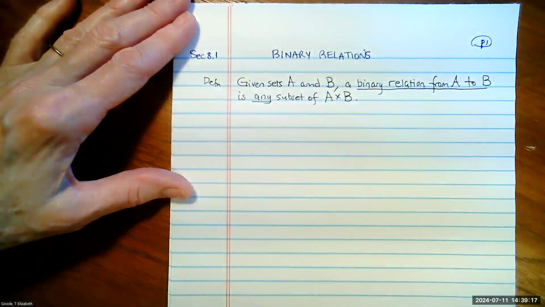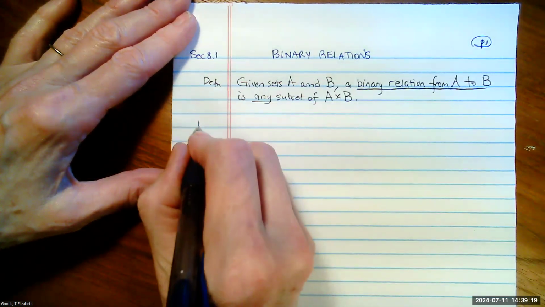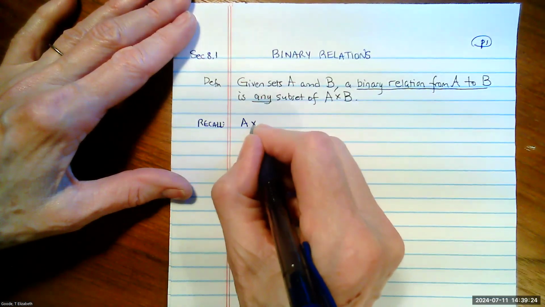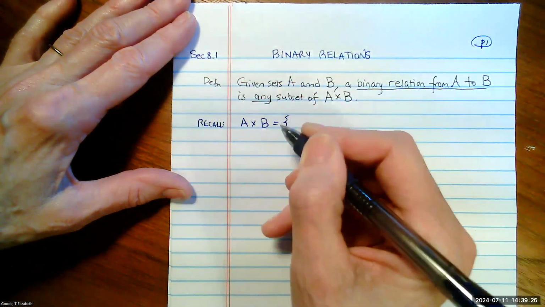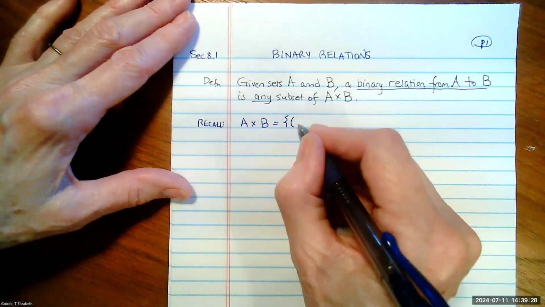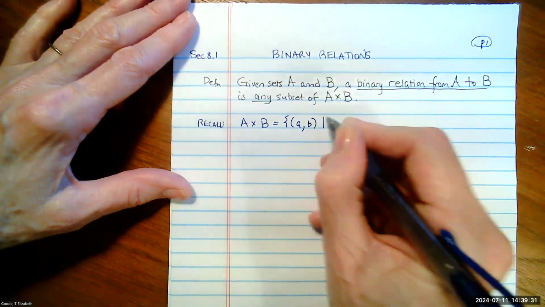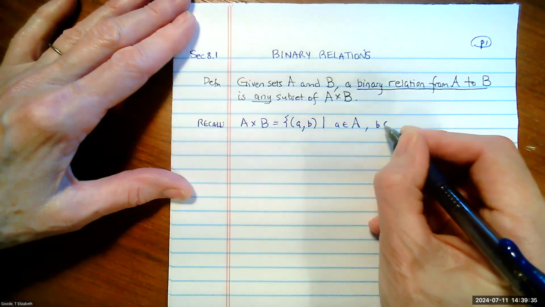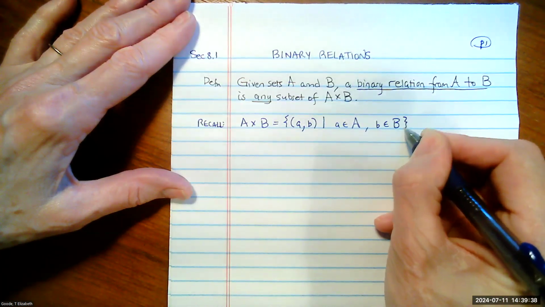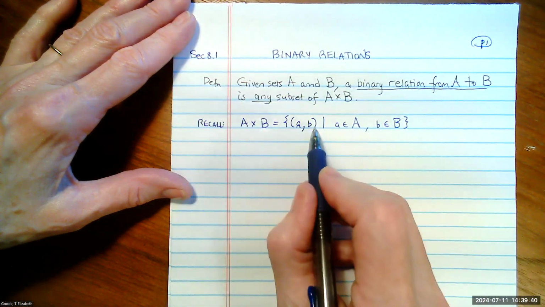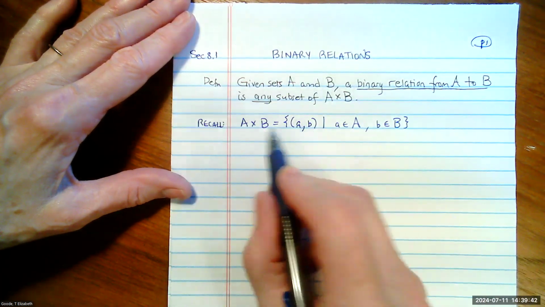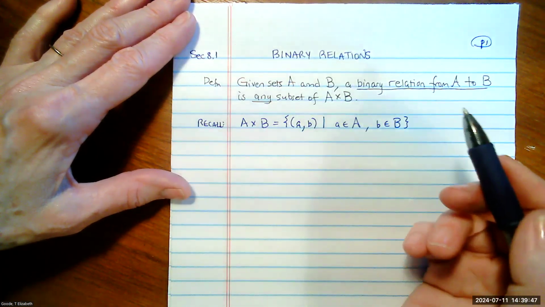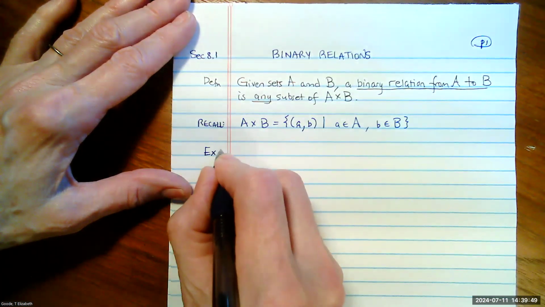So just to make sure everybody remembers what A cross B means, recall, A cross B is a set. What do the elements look like? Ordered pairs, little a comma little b, where little a comes from set big A and little b comes from set big B. We call little a the first coordinate, little b the second coordinate, right? And the size of A cross B is the product of the sizes of A and B. So let's get right to an example.